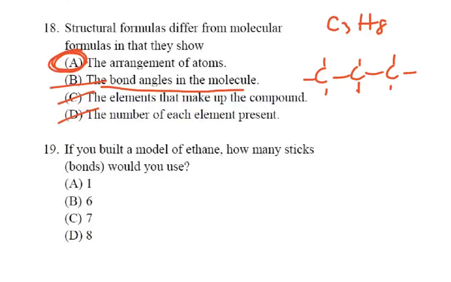19, if you built a model of ethane, now ethane, we know ethane has all single bonds. How many sticks or bonds would you use? You can see what we do. We'd have 1, 2, 3, 4, 5, 6, and 7. We'd use 1 to connect them. So the answer here is C, 7.